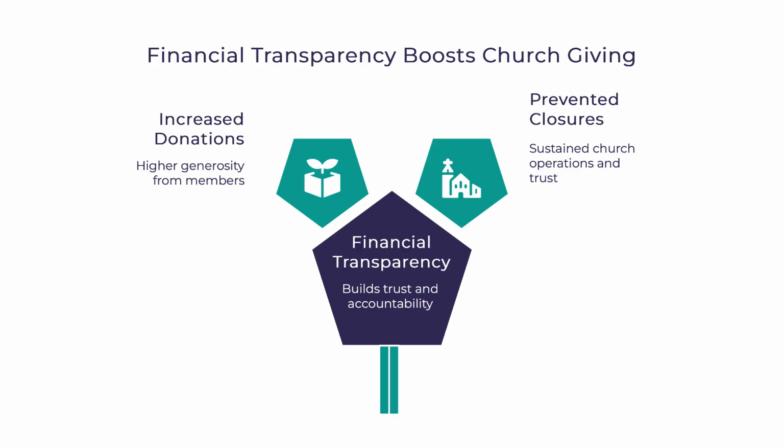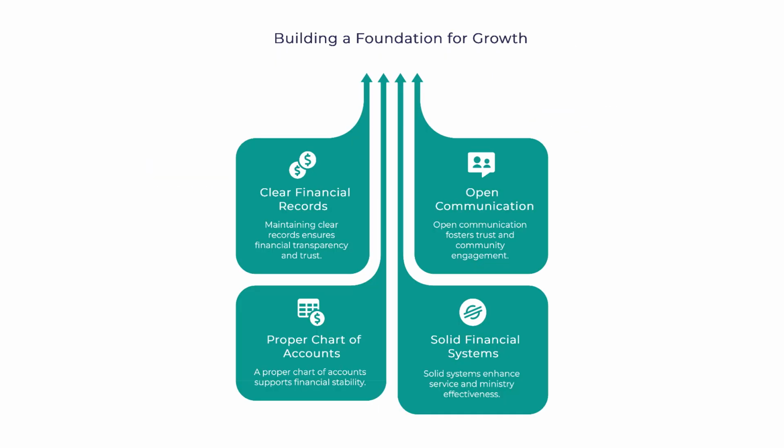Absolutely. When members can clearly see how their donations are being used, they're more likely to give generously. It's not just about the numbers, it's about building trust and showing good stewardship. And I imagine those churches that closed might have avoided that outcome with better financial practices. That's exactly right. Many of these closures could have been prevented with proper financial oversight and transparent accounting systems. When churches maintain clear financial records and communicate openly about their finances, they're much more likely to thrive.